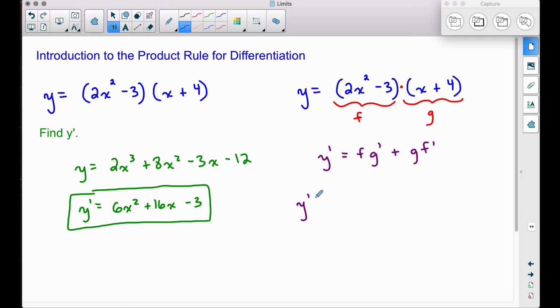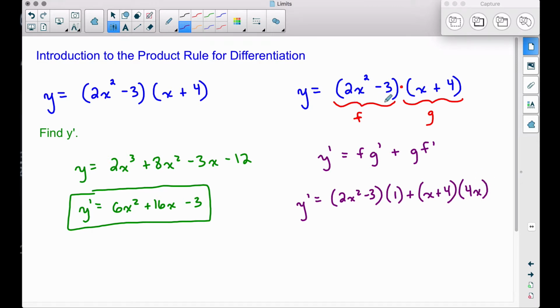So therefore, y prime is equal to, take f, let's leave it alone. So we have 2x squared minus 3, and let's multiply this by g prime. So taking our g function up here, the derivative of x plus 4 is going to be simply 1 in this case because the derivative of x is 1, the derivative of 4 is 0. So we have just 1 plus 0. Plus, let's bring that plus down. Now let's leave the g function alone, g, so that's x plus 4, and let's multiply it by f prime, the derivative of f. The derivative of 2x squared minus 3 is going to be 4x, and that's going to be it for that one.